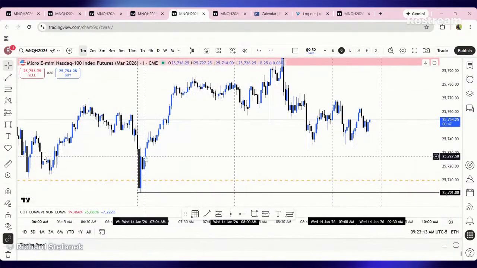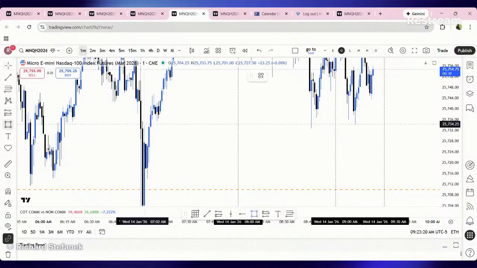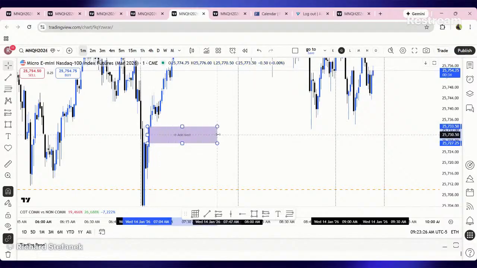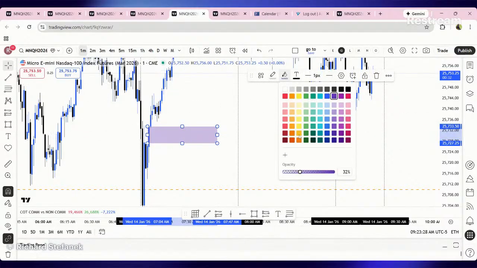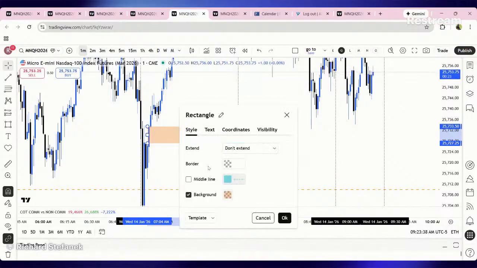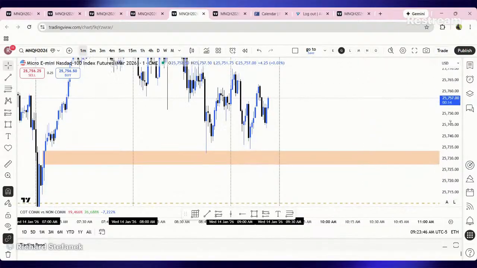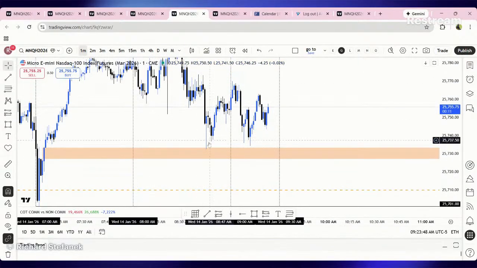I want to mark this first presented fair value gap. So what I'm doing here is this is the first presented fair value gap for the morning session. What color do I want to make it? Make it this color again. Yeah, that's fine. And let's extend this. See how it utilizes it here.